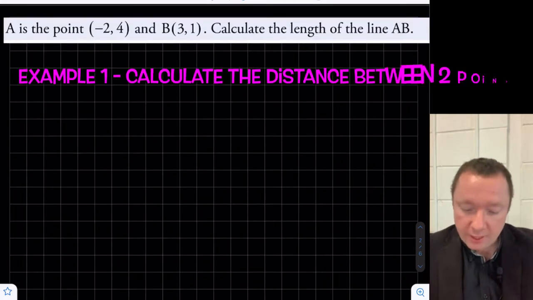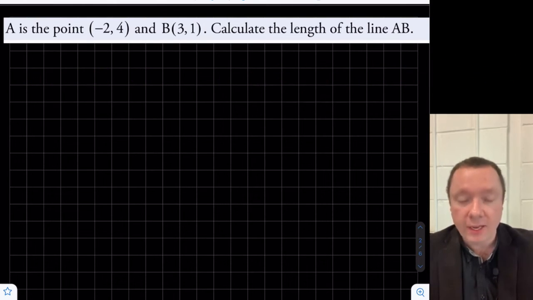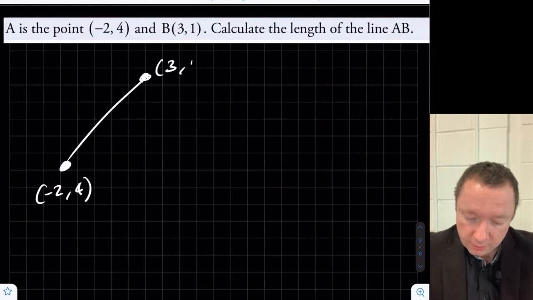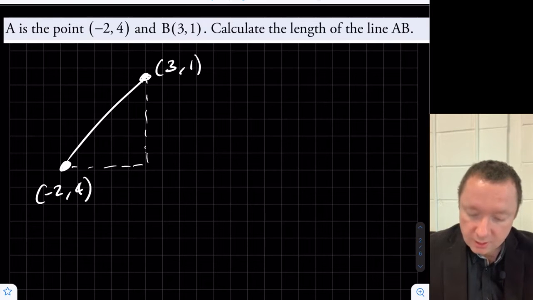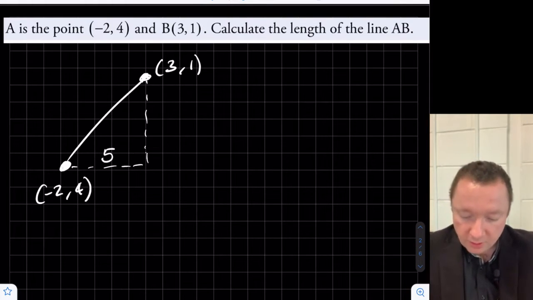Okay, example 1. A is the point (-2, 4), B is (3, 1). Calculate the length of the line AB. So to visualize that, we could have point A here being -2 and 4, point B here could be 3 and 1, and it's asking us the length of the line. So we need to know the distances. x2 minus x1, so 3 minus -2, that would be 5. y2 minus y1, the distance in them is 3.